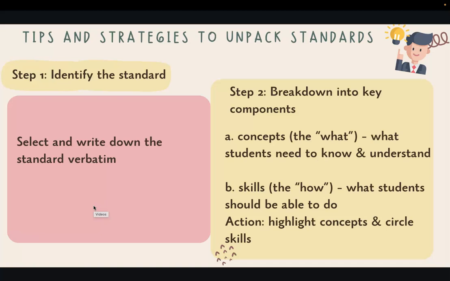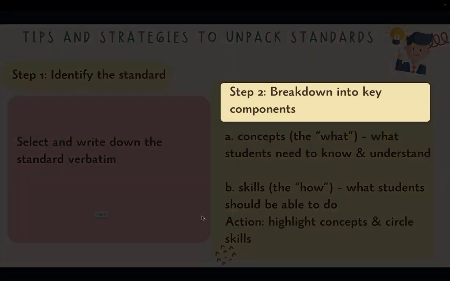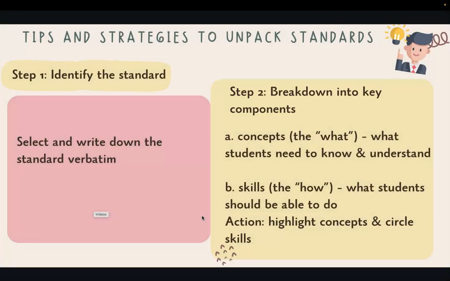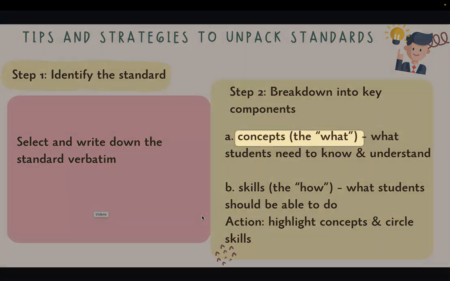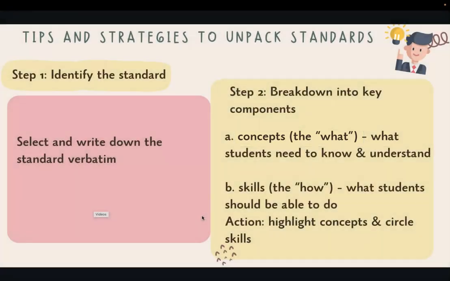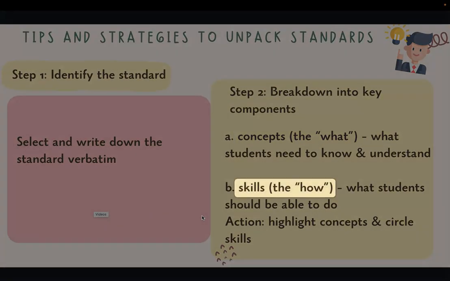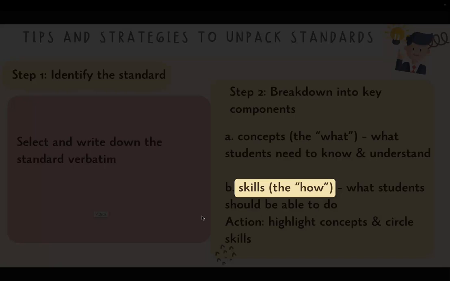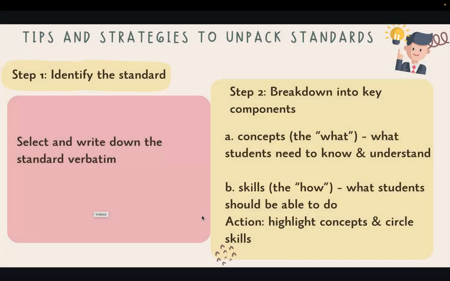Then the second step is to break down that standard into its key components. So here we're saying, pull out the concepts, the what, what students need to know and understand, right? And then pull out the skills, the how, what students should be able to do. An action you can do here is to highlight and circle.